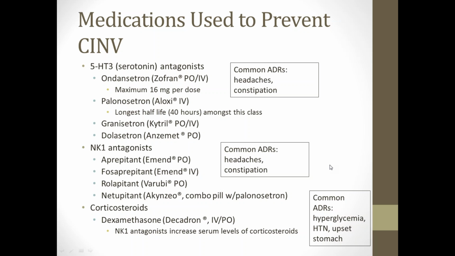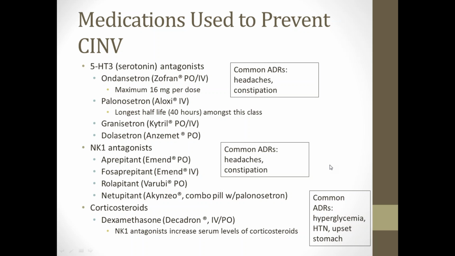Other agents in this class are granisetron or Kytril, dolasetron, and Anzemet. Those are less commonly used here at the West Clinic. As a class comparison, the 5-HT3 antagonists are likely to cause headaches or constipation.